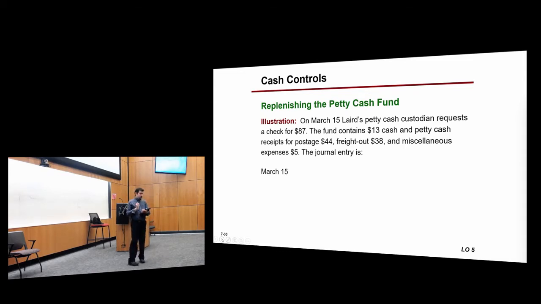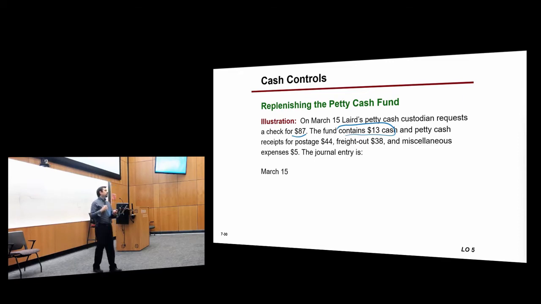So let's say it was $100, right? For the petty cash. They request $87 to replenish. Basically, how much did they actually have in the drawer? They still have, the fund contains $13 cash. The replenishing of the petty cash fund is always the original size minus whatever is left in the drawer. You will see why I'm saying that in a second. So in this case, it's $87.